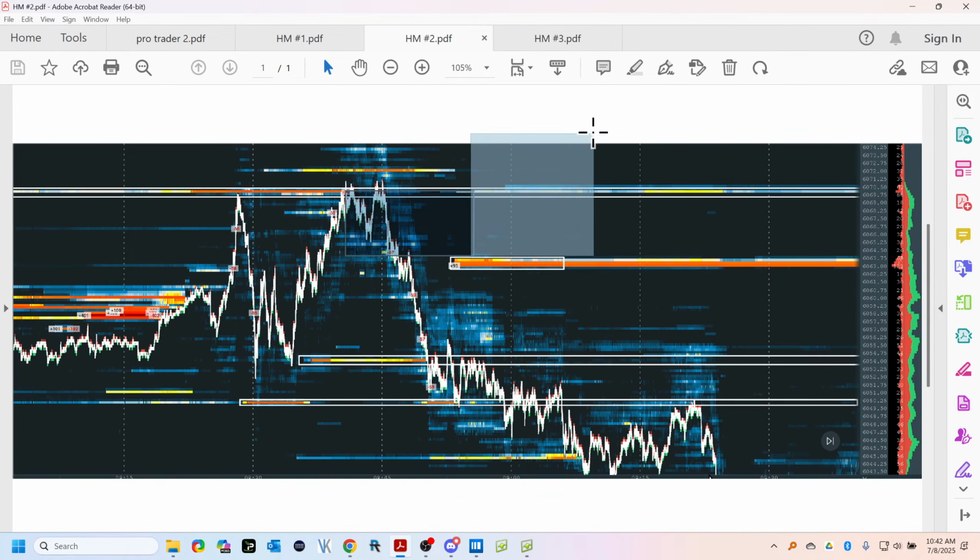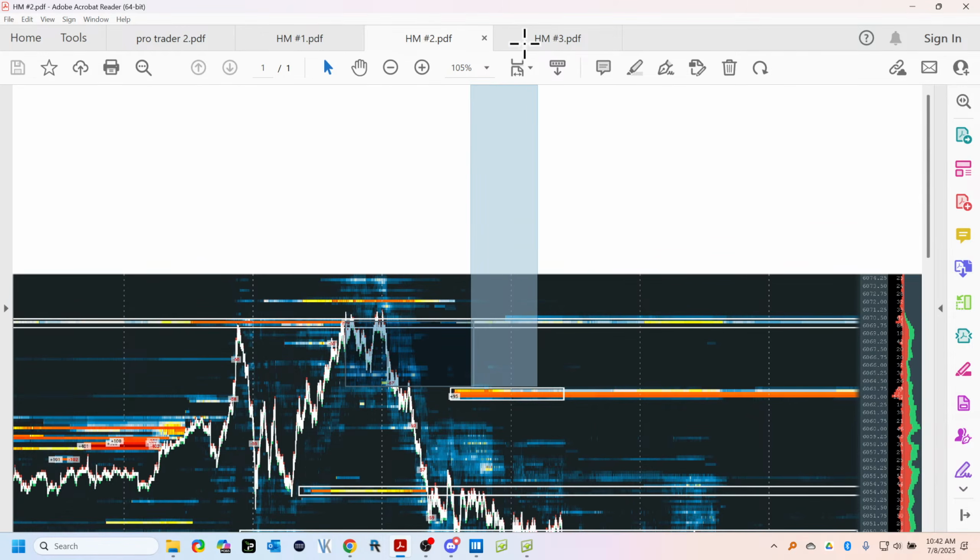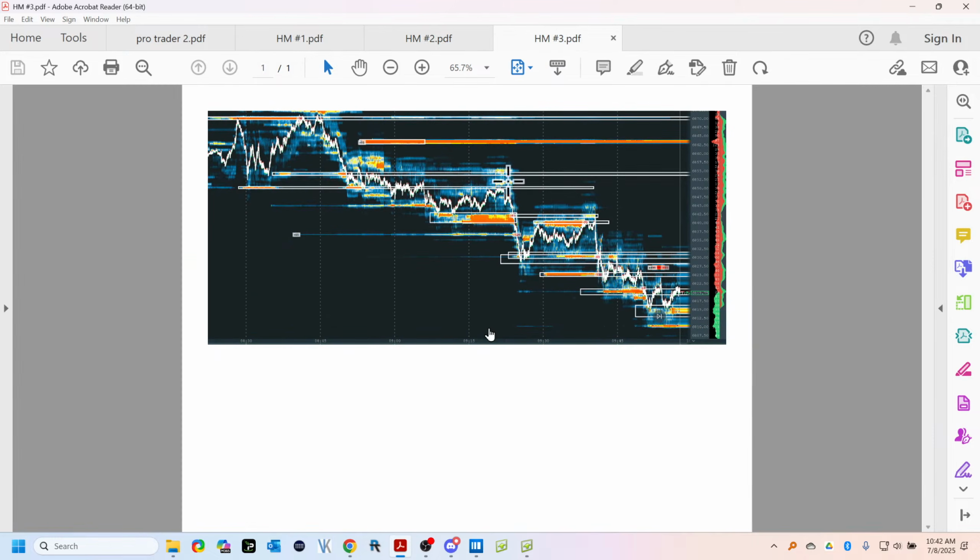So what the heat map is doing, it's showing us, let me see if I can, having a little trouble here with this. Let's see if, there you go. Again, sorry about this, guys.